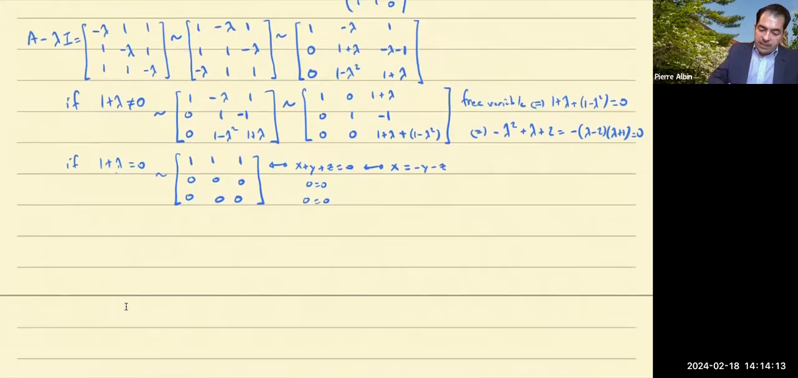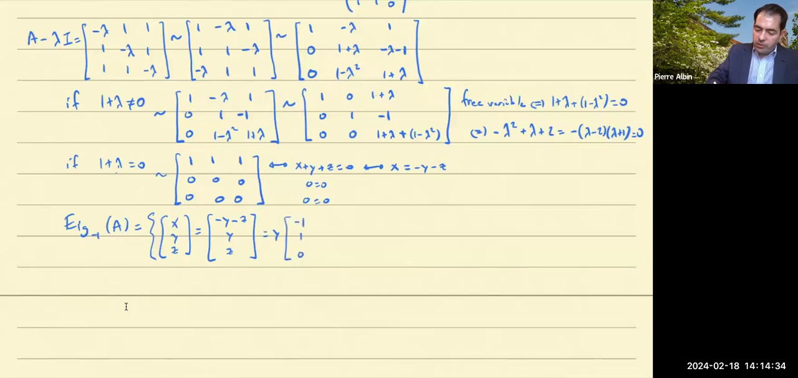So that means that the eigenspace corresponding to minus 1 for A is the set of solutions to this. So it would be all of the vectors x, y, z, where x is equal to minus y minus z, y is just y, z is just z. So it'd be y times minus 1, 1, 0, plus z times minus 1, 0, 1. And here y and z are arbitrary constants.